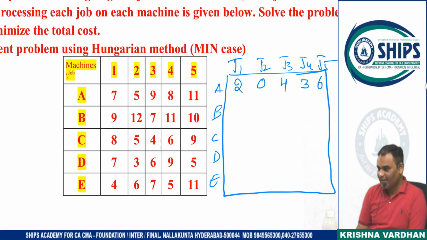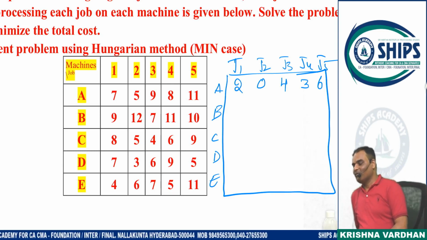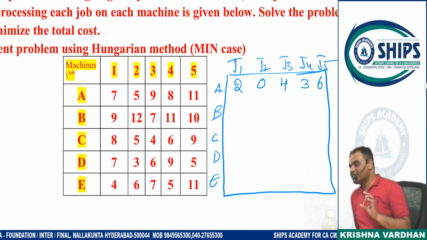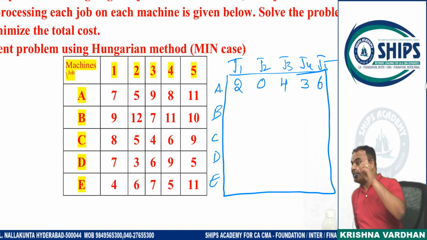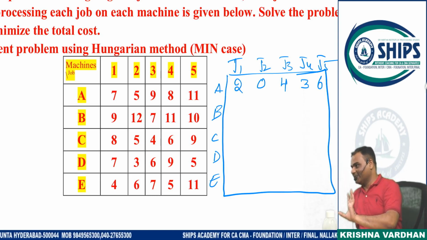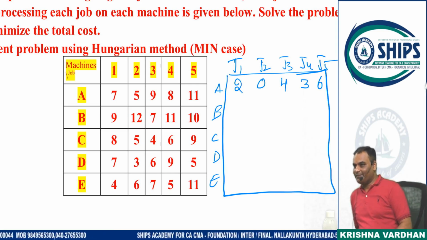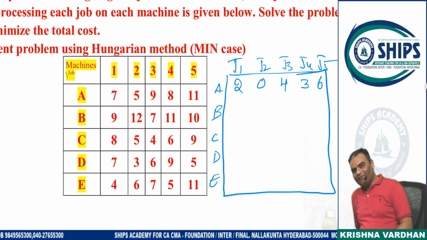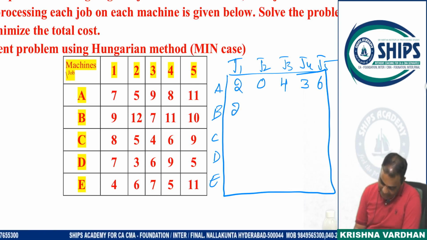Can you repeat what you did now? What is row minimization now? Select the minimum number in that row and subtract that minimum number from all other numbers in that row only. Understood? So the first step is done. Go to the second step. Again find the minimum number. Answer is 2.